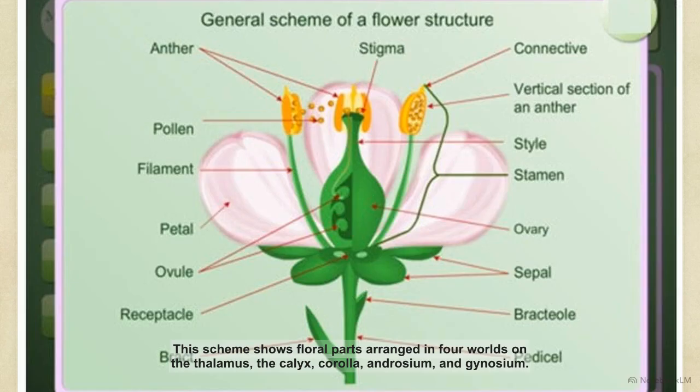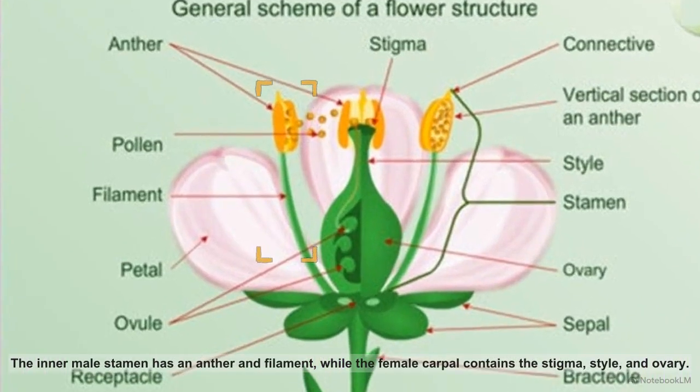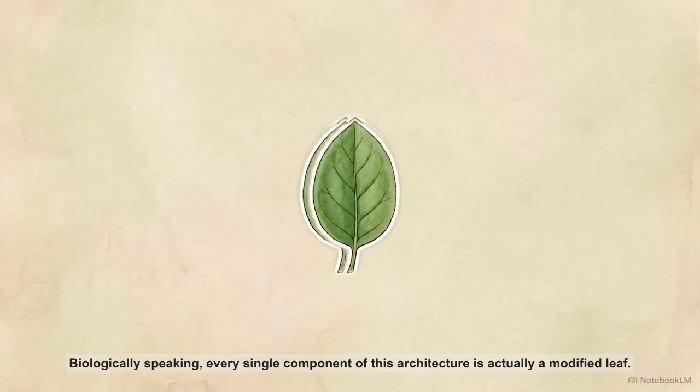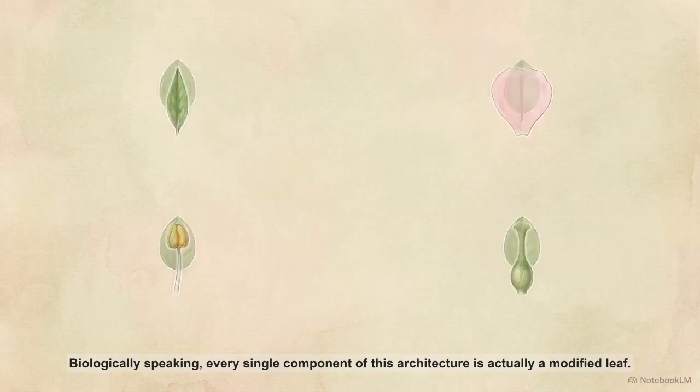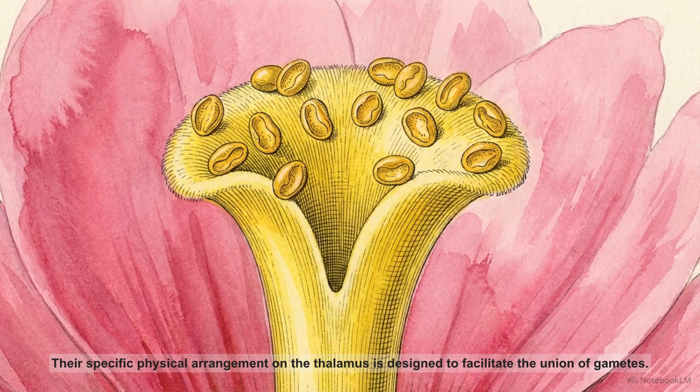This scheme shows floral parts arranged in 4 whorls on the thalamus: the calyx, corolla, androecium, and gynoecium. The inner male stamen has an anther and filament, while the female carpel contains the stigma, style, and ovary. Biologically speaking, every single component of this architecture is actually a modified leaf. Their specific physical arrangement on the thalamus is designed to facilitate the union of gametes.